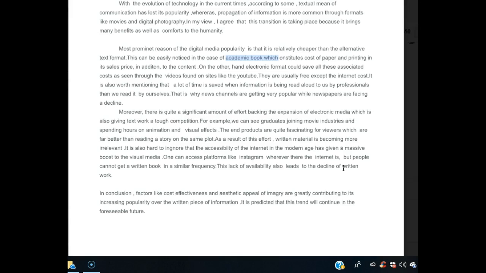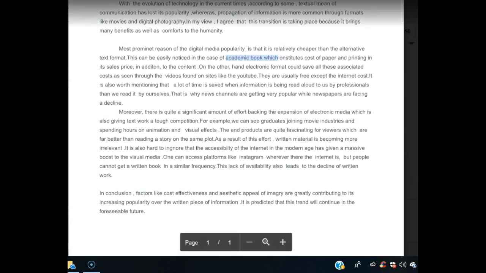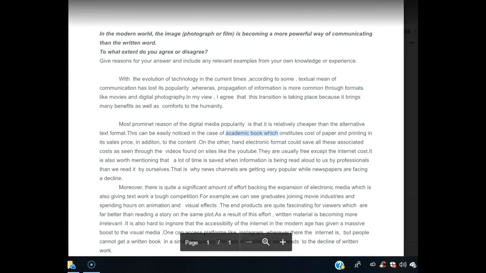Okay, in conclusion, factors like cost effectiveness and aesthetic appeal of imagery, careful with your spelling, are greatly contributing to, okay, to its increasing popularity over the written piece of information. It is predicted that this trend will continue in the foreseeable future. All right, fine. It's fine. Let me take a look.